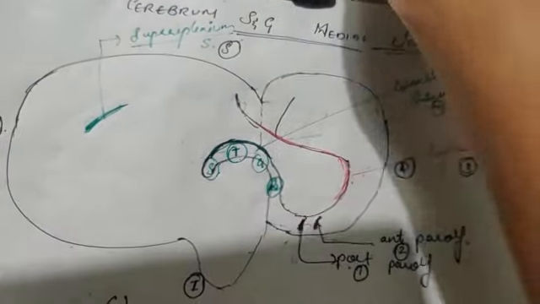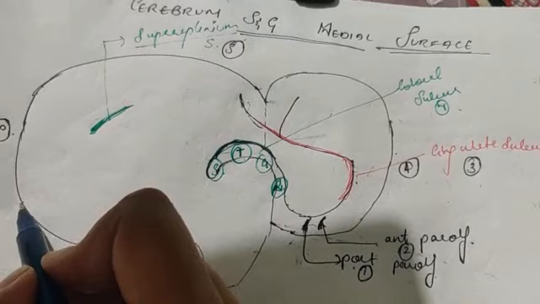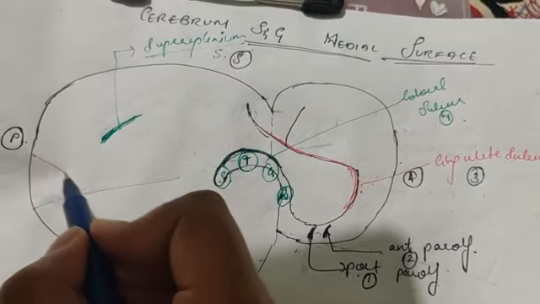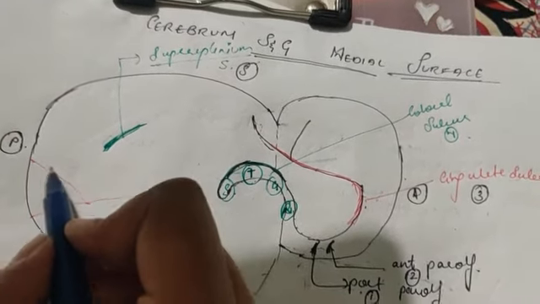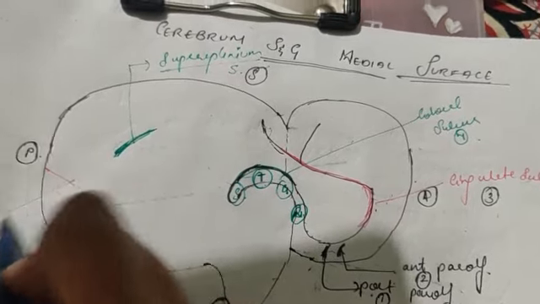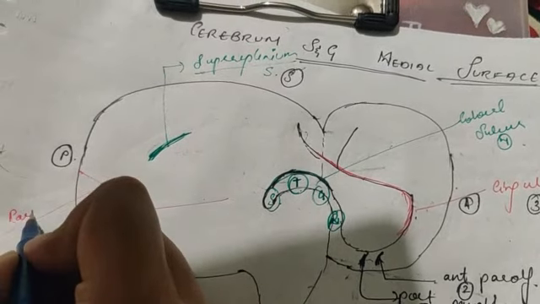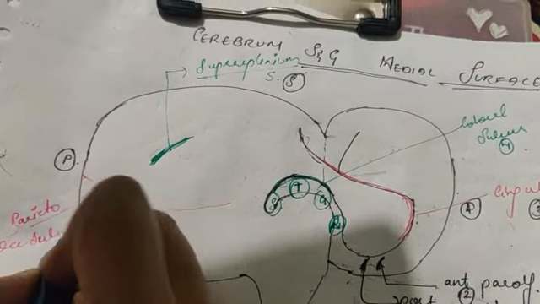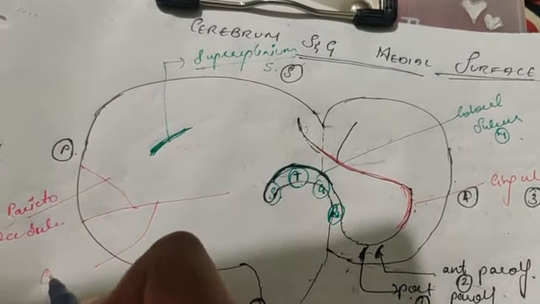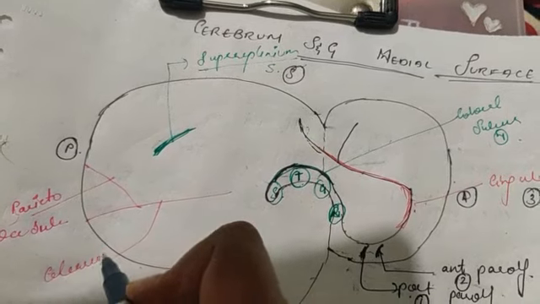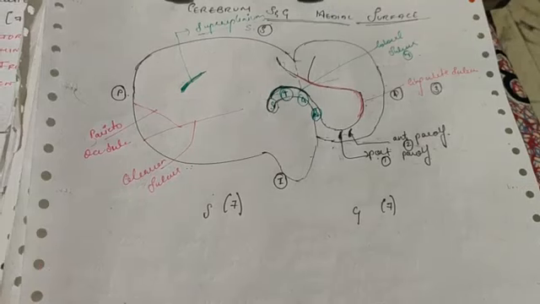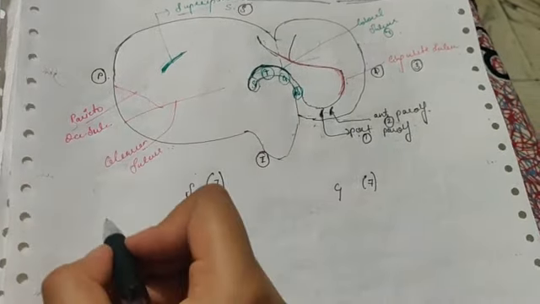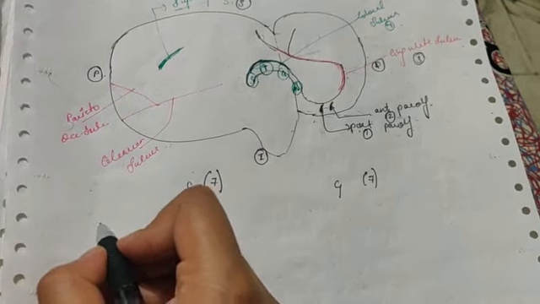After the suprasplenial sulcus, we have 2 sulci right here. So it's Y shaped. We have 2 sulci. This is called the parieto-occipital sulcus, and this is called the calcarine sulcus. Okay, so in total you have 7 sulci.